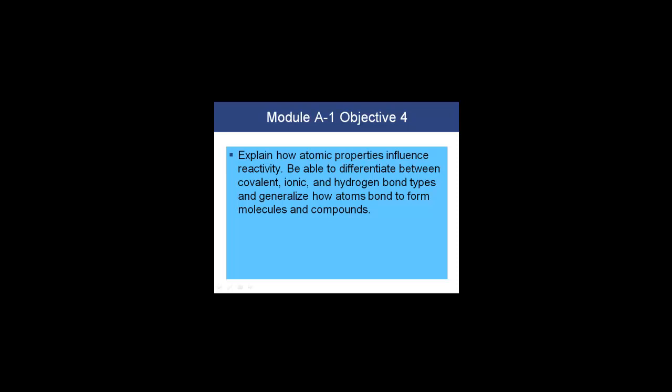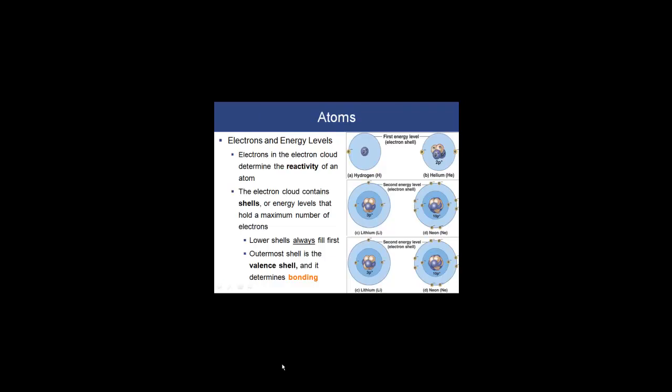In Module A1 Objective 4, you're asked to explain how atomic properties influence reactivity and to be able to differentiate between the bond types, the covalent, ionic, and hydrogen bond types, as well as generalize how atoms bond to form compounds or molecules. To begin this topic, we need to revisit the atom, and we had discussed atom in the previous objective.